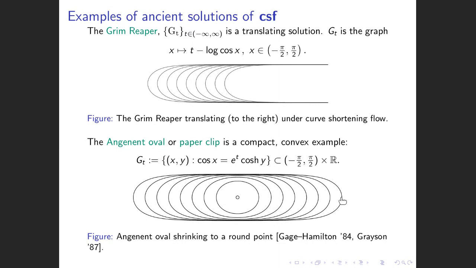How can you see what is happening at the tip? You take this point, look at a time t, and translate it to the origin. You do this for a sequence of times t going to minus infinity. Then what you see is a Grim Reaper. So this is why we say this Angenent oval looks like two Grim Reapers coming from infinity, coming together. And again, here we see the application of Grayson's theorem. This is a convex curve. It will eventually disappear to a round point.